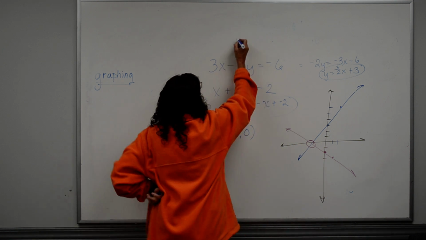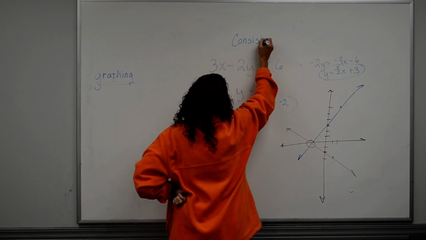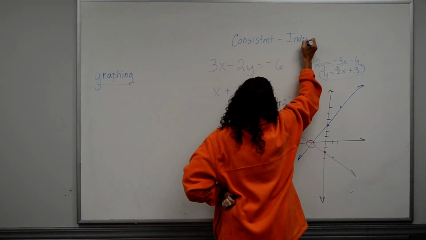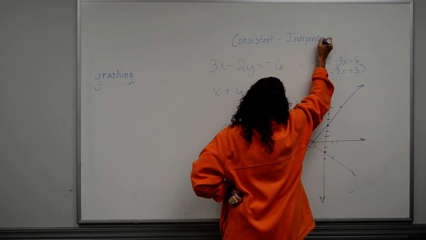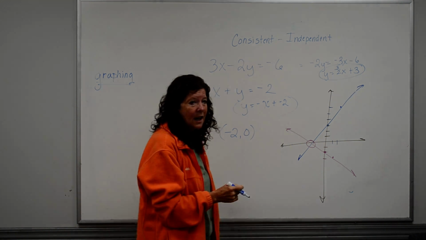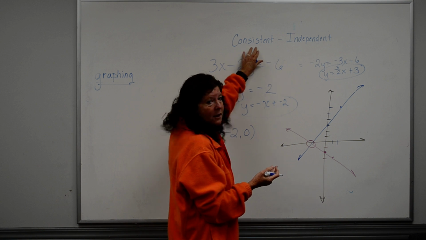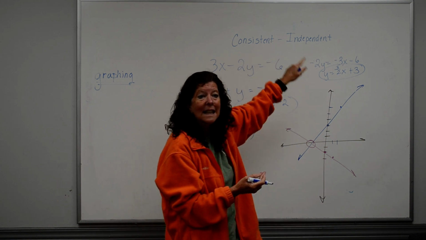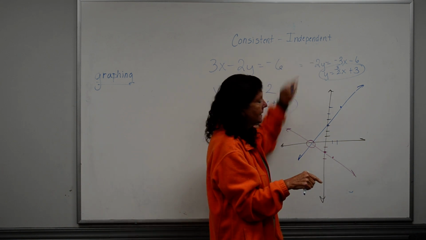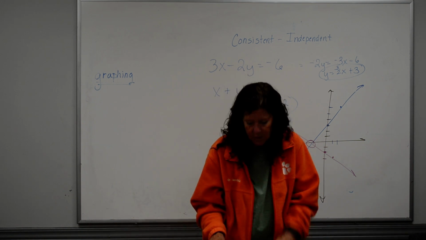So this means that this is a consistent, independent system of equations. I don't know if you remember these, but if it's parallel lines, it's inconsistent. If they're not parallel, then I know they're consistent, and then it's dependent if it graphs the same line, and independent if it crosses in one spot. You had that before, that's just a review, if you will.